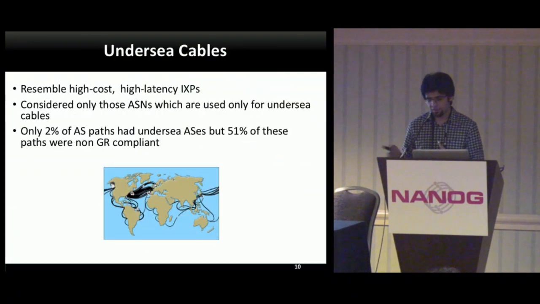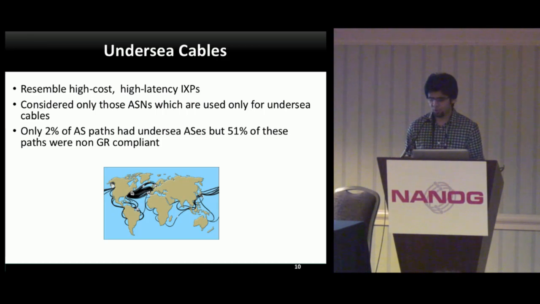So we found undersea cables as reasons of faulty prediction too. Undersea cables confuse existing models because they do not originate their own traffic, and ASs on both ends pay the transit fees. So in a way they resemble high cost and high latency IXPs.